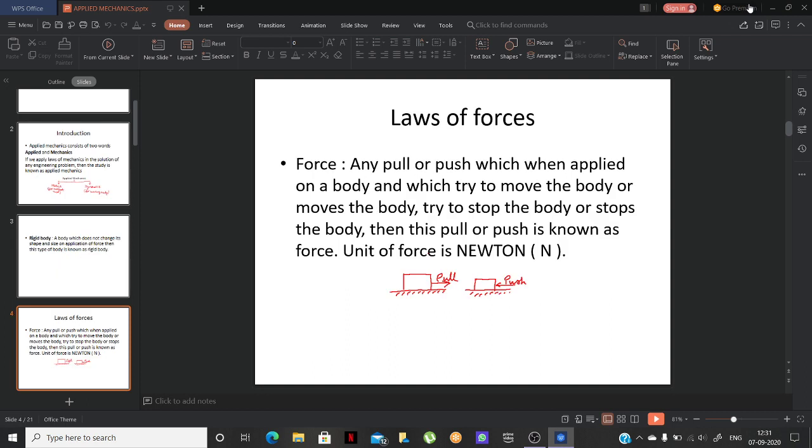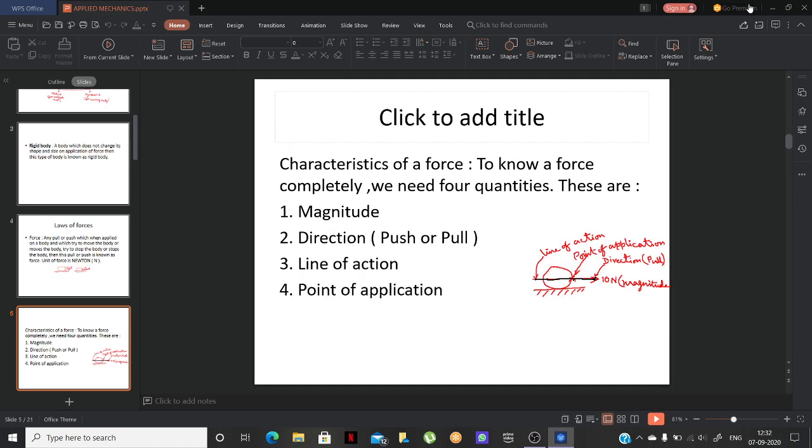Now let us start with the chapter laws of forces. Now what is a force? Any pull or push which when applied on a body tries to move the body or moves the body, tries to stop the body or stops the body, then this pull or push is known as force. The unit of force in SI unit is Newton. All of you know this. Now you know force is a vector quantity. That means it has magnitude and direction.